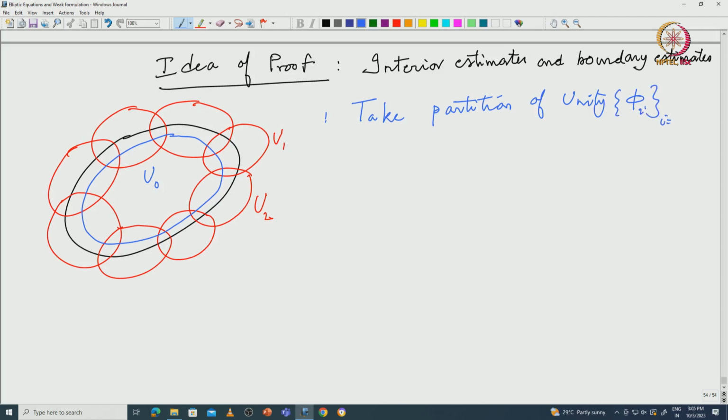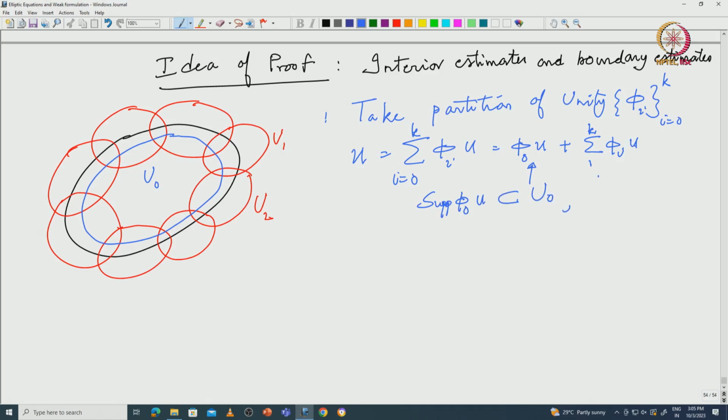Say i equals 0 to k, and you can write your u as the sum of phi_i u, i equal to 0 to k. So this is nothing but phi_0 of u, which is interior, and you separate out i from 1 to k, phi_i of u, which are near the boundary. You see, the support of phi_0 u is contained in U_0, which is completely inside, but the support of phi_i u is in U_i. So these are boundary, this is interior. That is what I say.